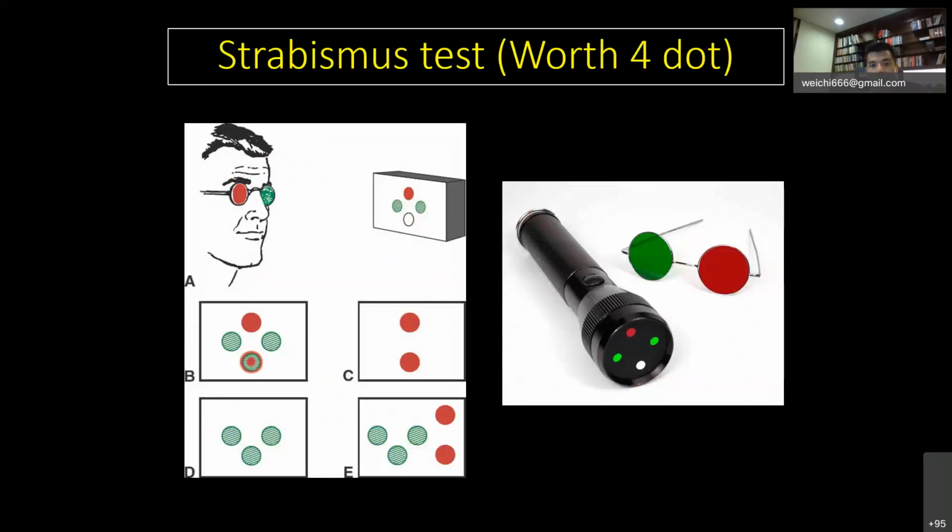And also there's another test you could use that's called Worth's 4 dots. And you could see that the patient puts on special glasses. One is red, one is green.